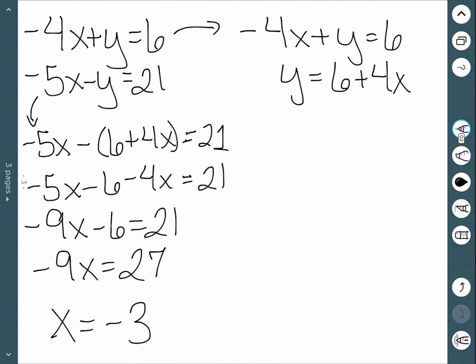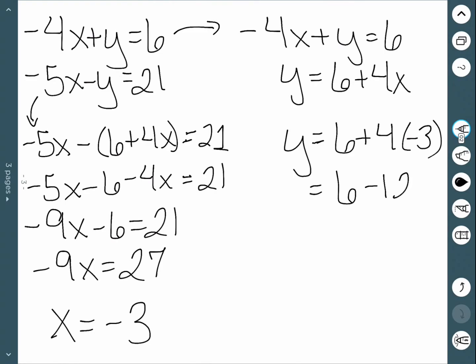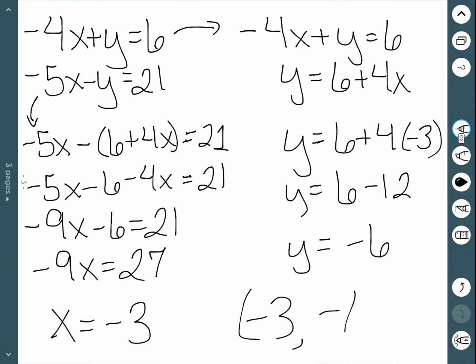I can now go back to my other equation. y is equal to 6 plus 4 times x, which we just said was negative 3. And 4 times negative 3 is negative 12, so y is equal to negative 6. So I now have my answer, (negative 3, negative 6). So let's do one more example like this.